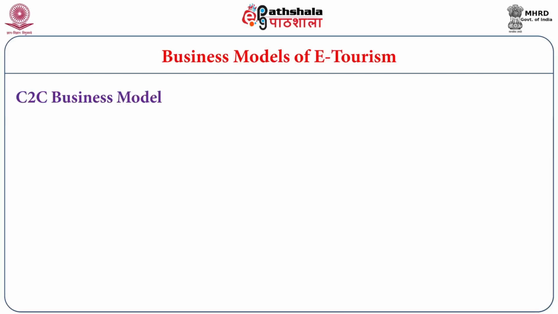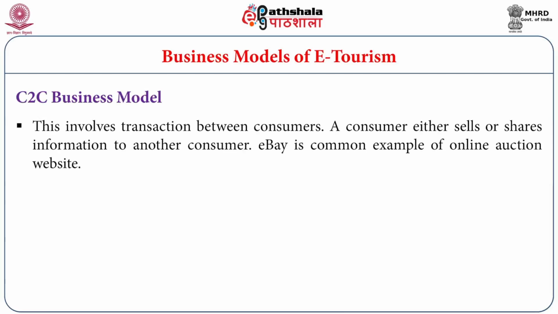The third model is the C2C business model, which is consumer to consumer. This involves transaction between the consumers. All the parties involved here are consumers. There is no business organization involved in this particular business model. A consumer either sells or shares information to another consumer. eBay is a common example of an online auction website where a consumer can place their own goods and services and another consumer can buy the same. A recent example is OLX, which is very popular in India.